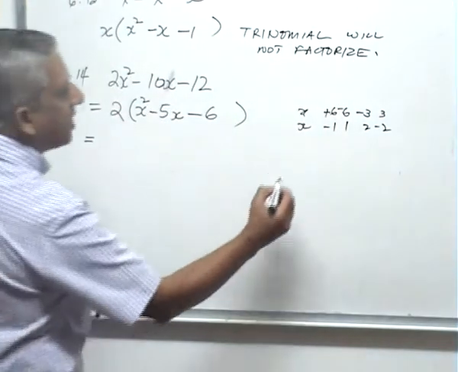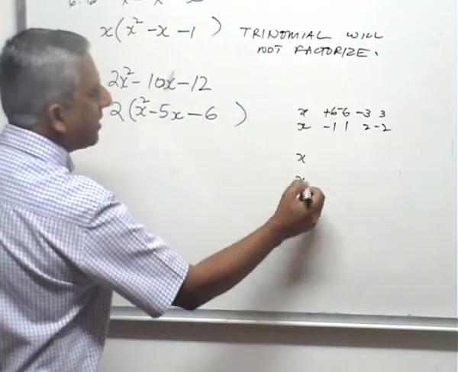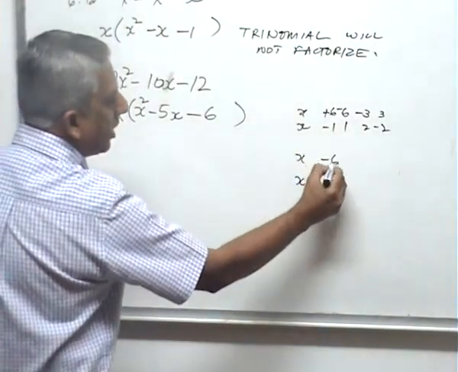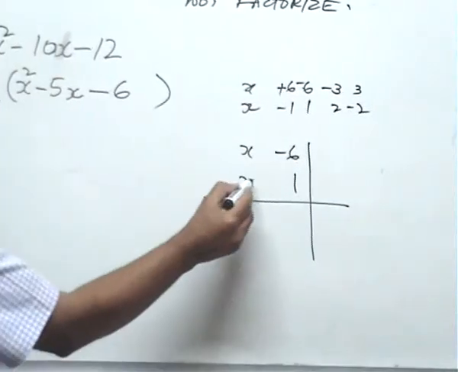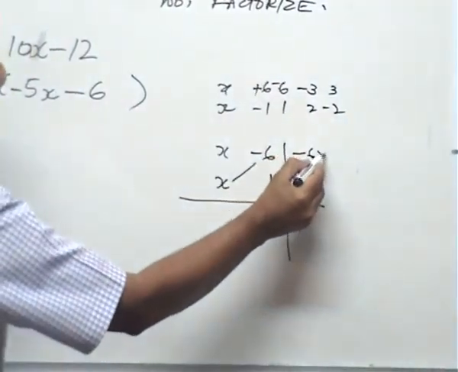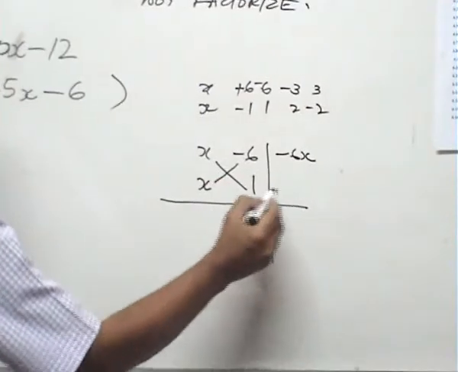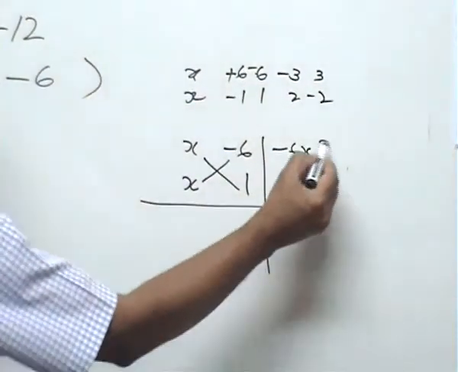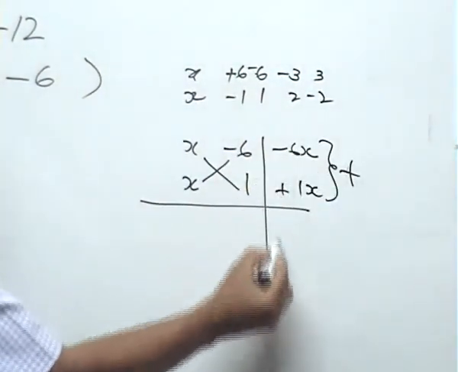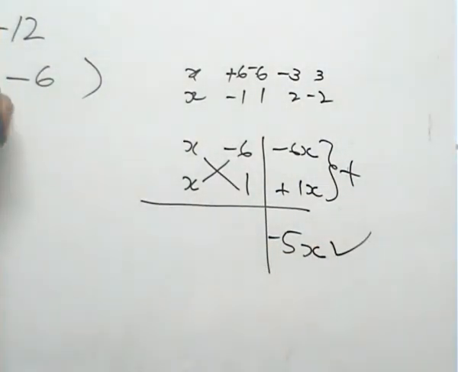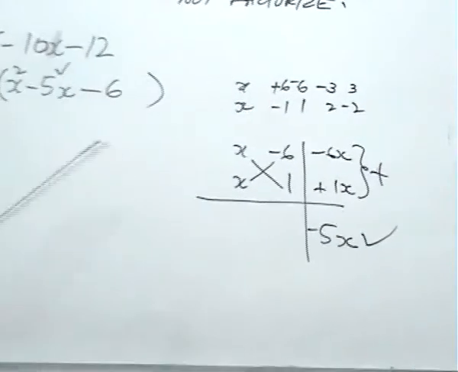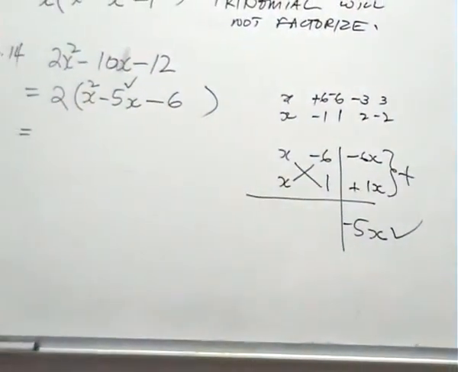So now I say, right, let me try something else. There's x and there's x. Let me try the next one: minus 6 and 1. If I multiply that, I get minus 6x. If I multiply that, I get plus 1x. I must then add them up. When I add them up, I get minus 5x. And when I check there and I check here, it's exactly the same. Minus 5x, minus 5x.